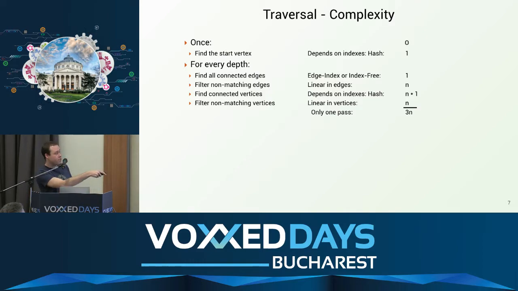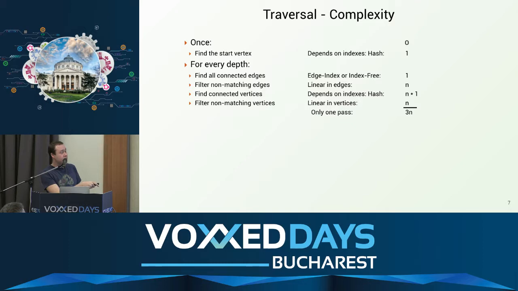For every depth, I have to compute 4 additional steps. First of all, I have to find all the connected edges. Therefore, I either use a hash-based edge index or so-called index-free adjacency, which means that the edges are stored directly next to the vertices. And therefore, in both cases, I can find the list of edges that I have to process in constant time. And then the expensive part is I have to check if the edge matches. That means I have to take a look at all edges, one at a time, linear complexity.